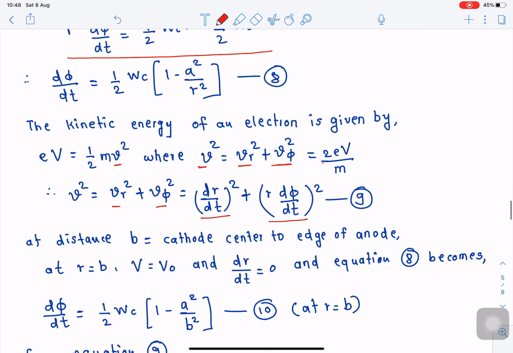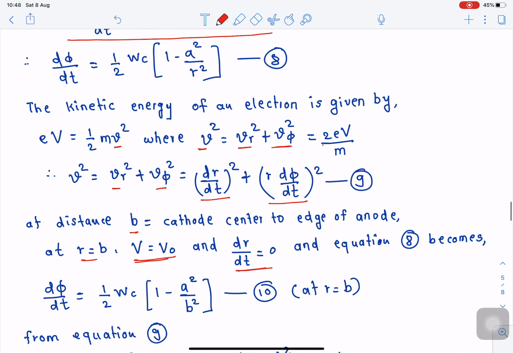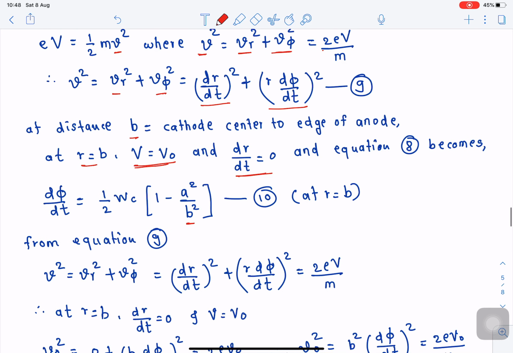Okay, so at a distance b, what is b? b is the distance between the anode and the cathode edge. At r is equal to b, we get v is equal to v0, that is the electric field, and dr by dt we are going to get 0. So equation 8 becomes d phi by dt is equal to 1 by 2 omega c into bracket 1 minus a square upon b square, where we replace r with b at r is equal to b. And from equation number 9 we can substitute these values.